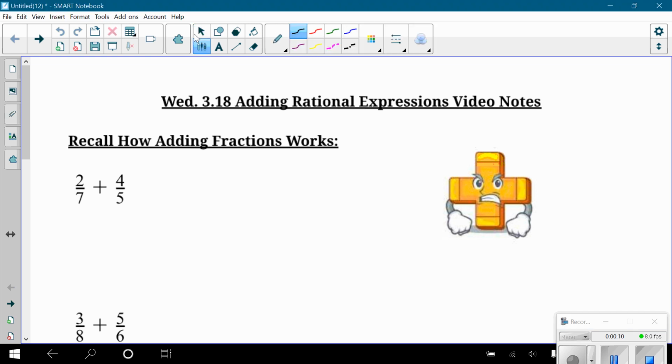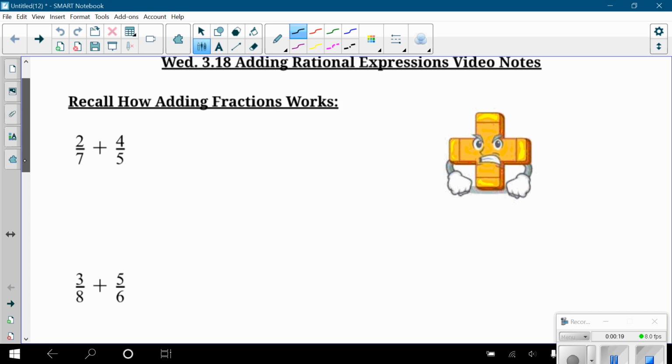Hey everybody, Mr. Covey here, and today I want to move on from multiplying and dividing rational expressions and talk about adding them. Just a forewarning, this is going to be significantly harder than multiplying and dividing. Okay, so I'm just giving you a little warning. Stick with me, we'll practice. You guys will be good.